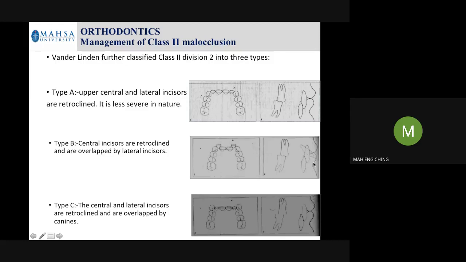That means the lip can only cover the top front 2 incisors, the central incisors, not the lateral incisors. So there's a step between the central incisor and the lateral incisor. Type C means the lip can cover all 4 front incisors, and they are more Class 2, with the central and lateral incisors retroclined and overlapped by the canine. You see there's a step between the lateral incisor and the canine. So these are usually the more severe Class 2.